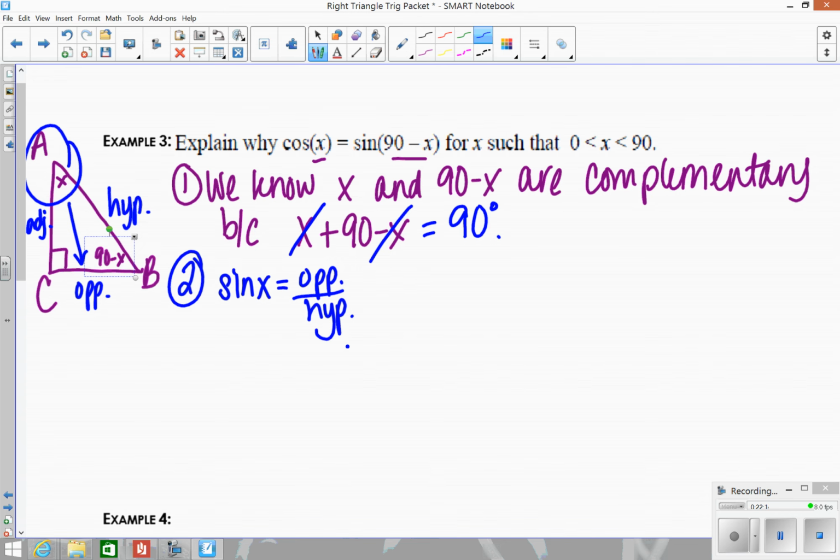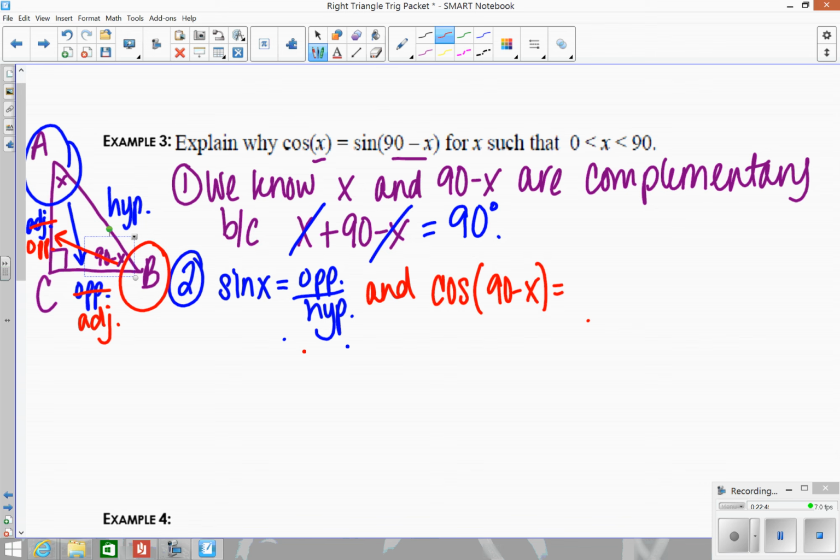So then when I look at the cosine of 90 minus x, let's switch this now. If I'm looking at this, this becomes the opposite. This becomes the adjacent. And the hypotenuse stays the same. So sine of x is equal to opposite over hypotenuse, and cosine of 90 minus x, which is angle B, is equal to adjacent over hypotenuse.